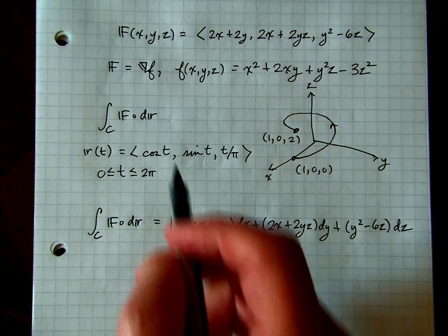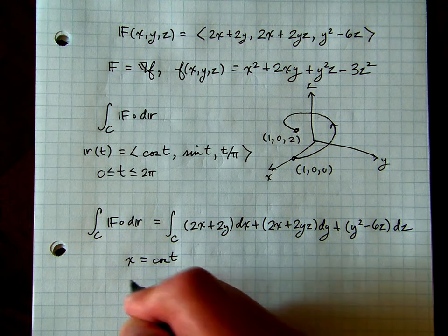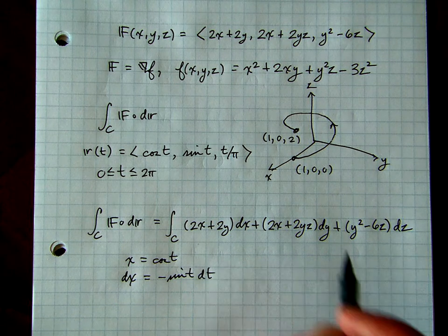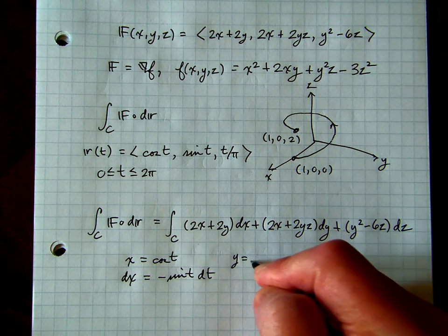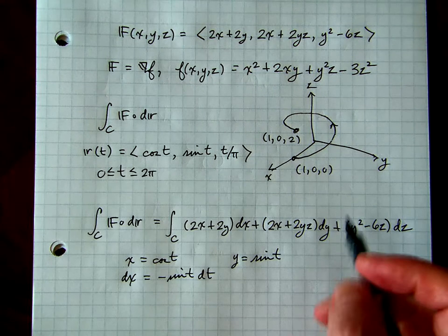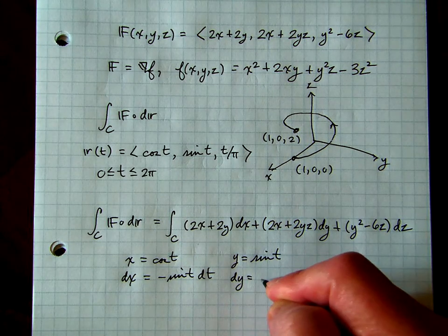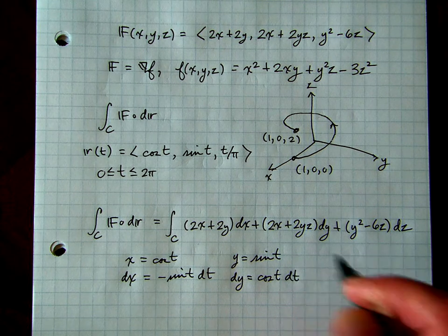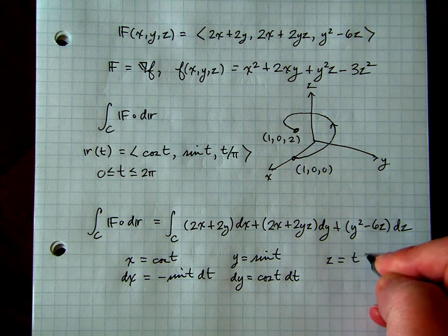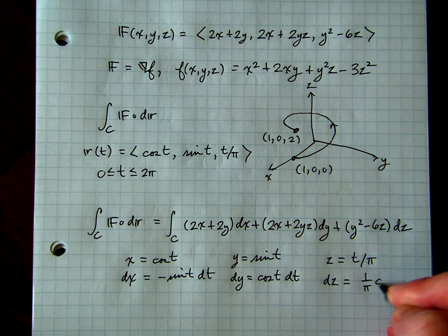Of course, from our parameterization up here, we know that x is cosine t, so dx is just minus sine t dt. We know that y is sine t. You always get your parameterization substitution from your curve parameter. And let's see, dy is cosine t dt. And last, z is t over pi, so dz is 1 over pi dt.